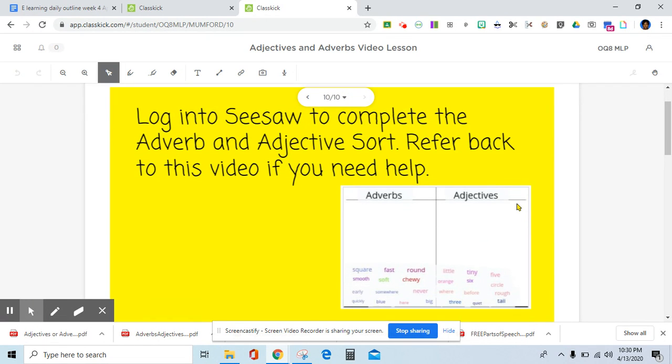You are now going to log into Seesaw to complete the adverb and adjective sort. You'll have words similar to the slide that I just did, where you just have the words and you have to decide whether it is an adverb or an adjective. You can refer back to this video if you need help.